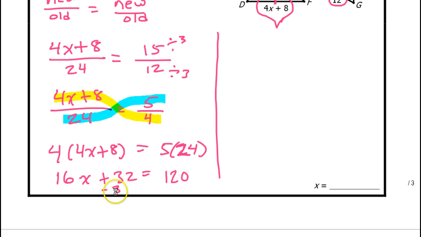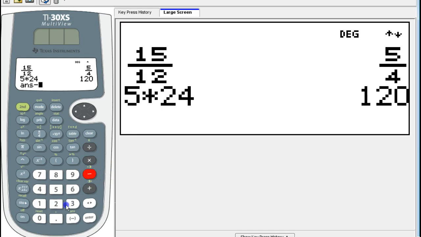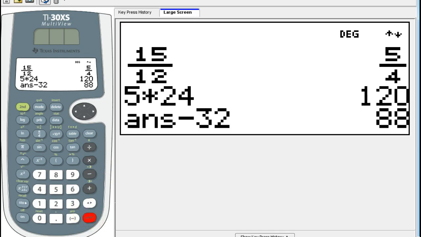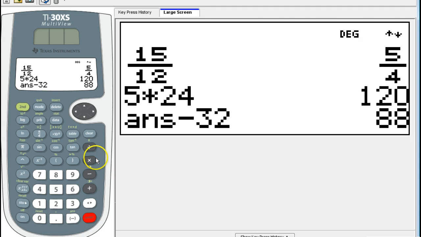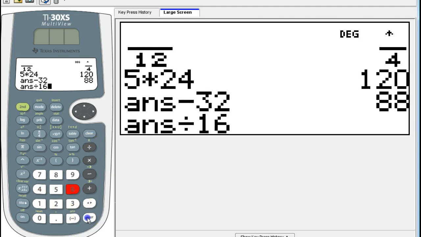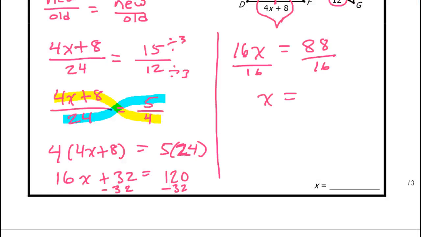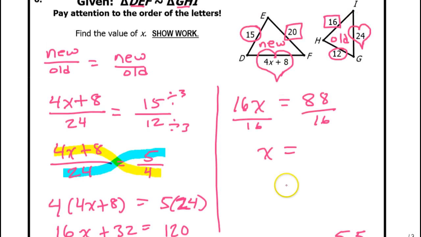If I subtract 32 from both sides, I have 16x is equal to 88. Then I'm going to divide both sides by 16. So that is 5.5. All right, that was number 6.